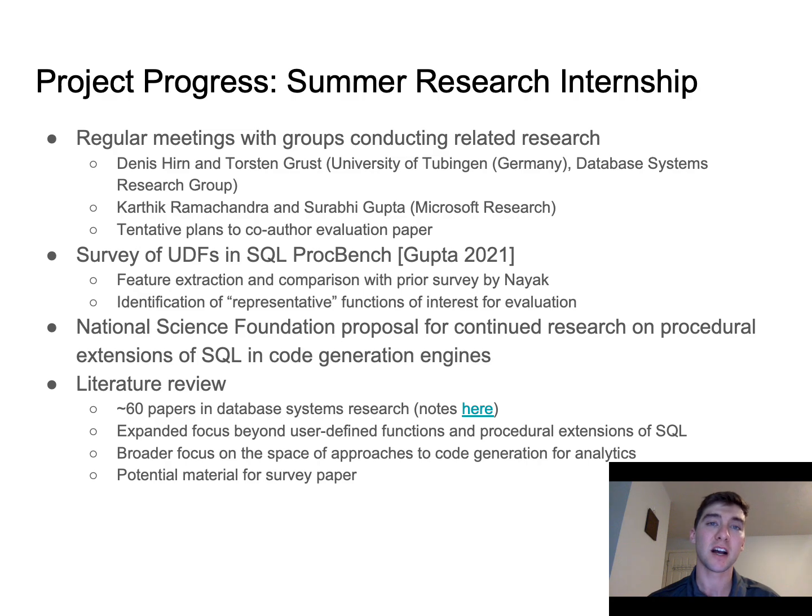And finally, I conducted a more thorough literature review than I had completed in the fall semester. This included approximately 60 papers, and I really expanded the focus beyond simply user-defined functions to include a broader view of the space of approaches to code generation for analytics.